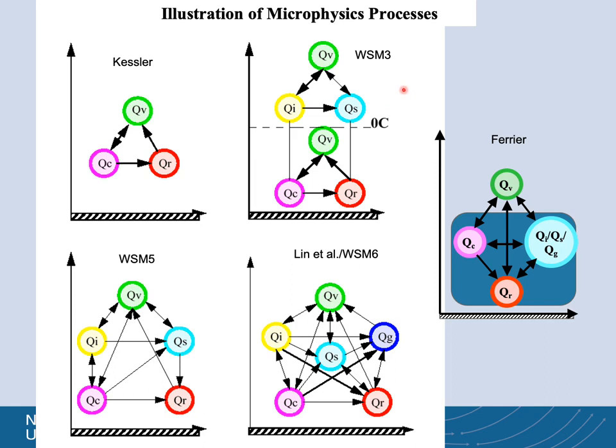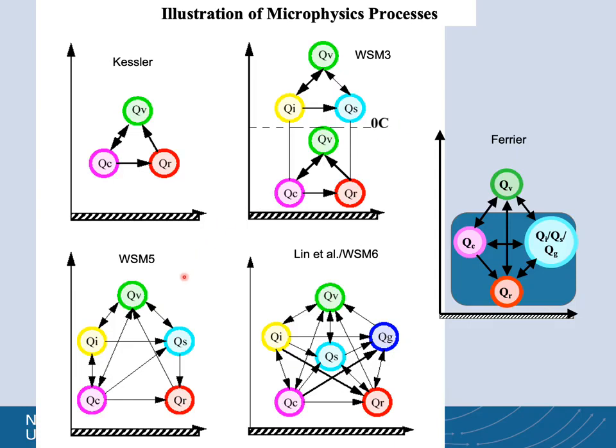The next level of sophistication is WSM3, which has still 3 arrays, but now depending on the temperature, you have either ice or cloud water, or you have snow and rainwater occupying the same array. So there's immediate freezing or melting as the air goes through the 0-degree level. So there are some limitations on what these kinds of schemes can do with only 3 arrays, but it's mainly to save memory.